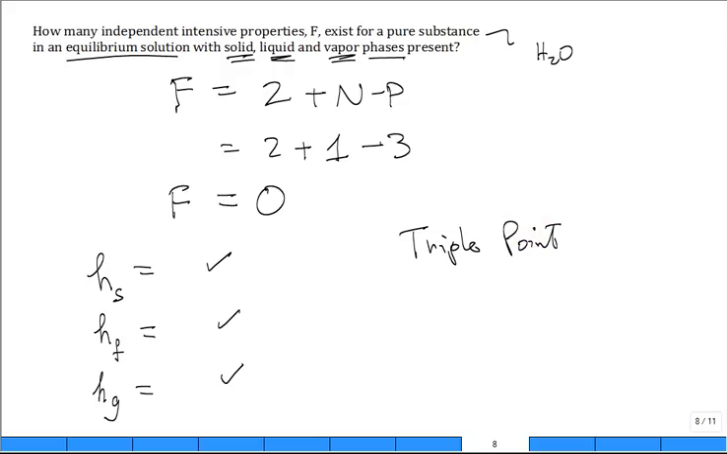Now, that's intensive properties. If you wanted the extensive property, you have to know how much is in each of the phases. But there's an application of the Gibbs phase rule.